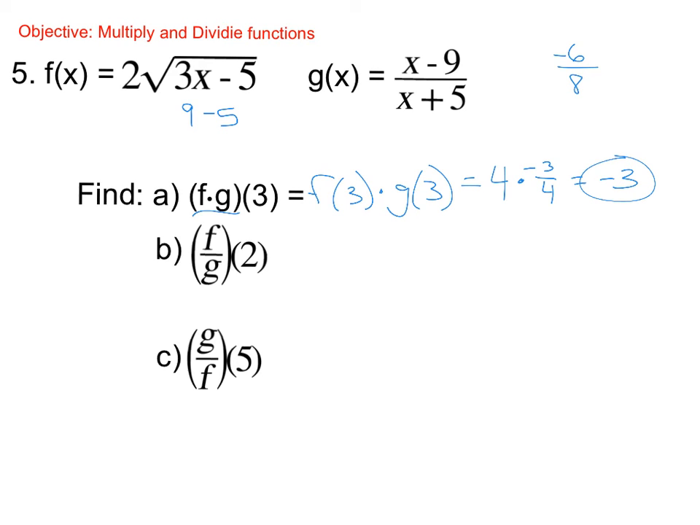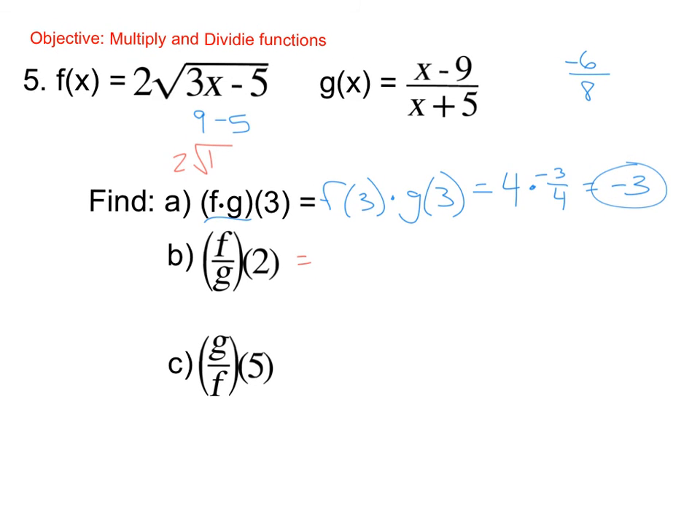All right, f of 2. If I plug in 2, I get 2 times the square root of 1, which is 2, over, whoops, plug in 2 on the g, we get negative 7 over 7, negative 1. So we get negative 2.